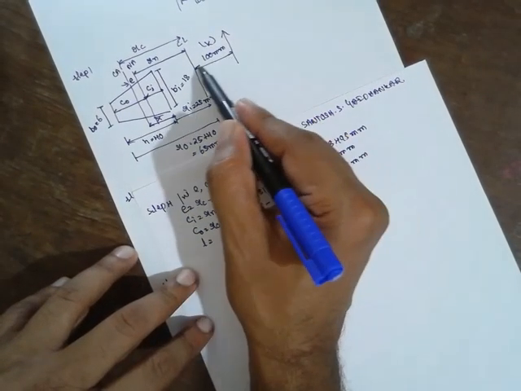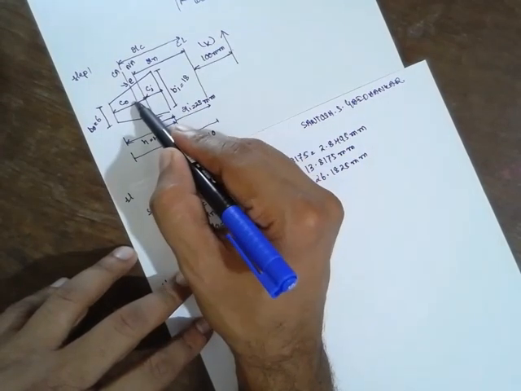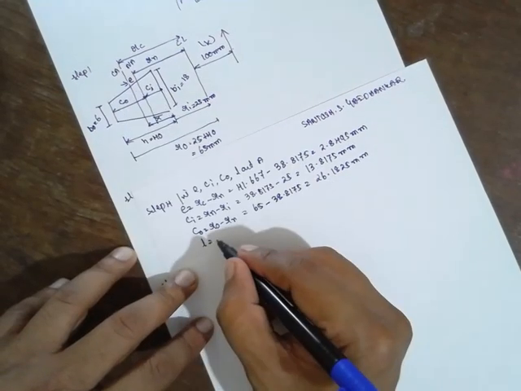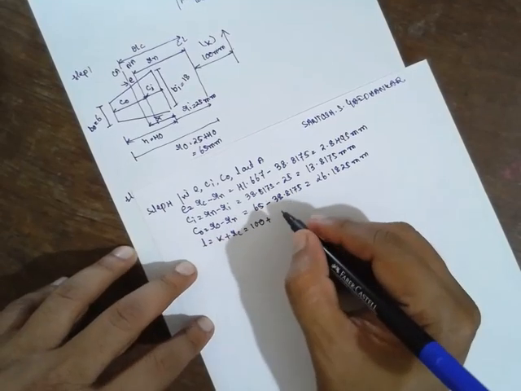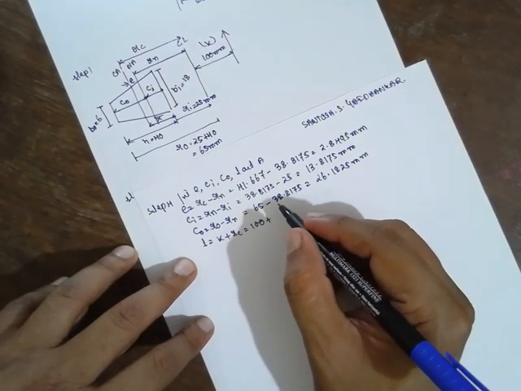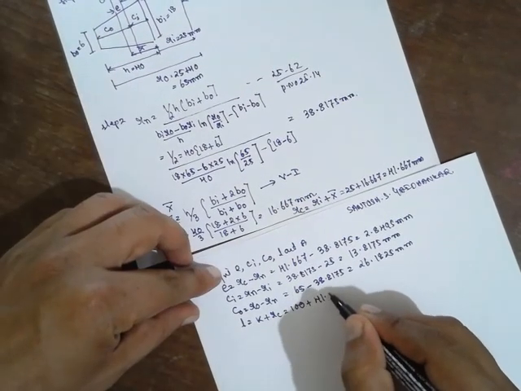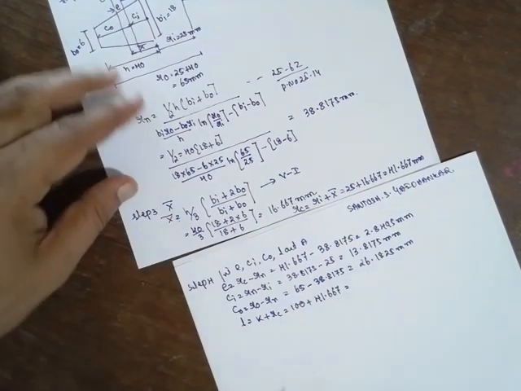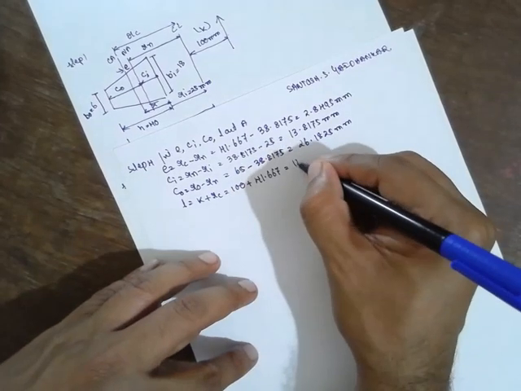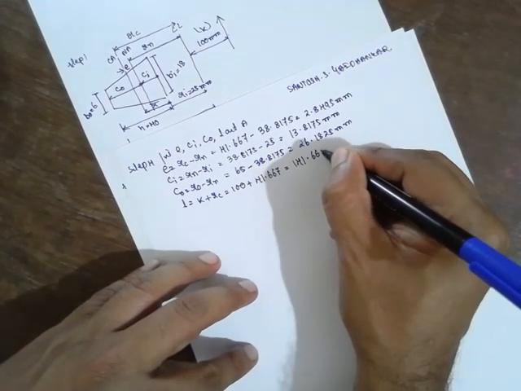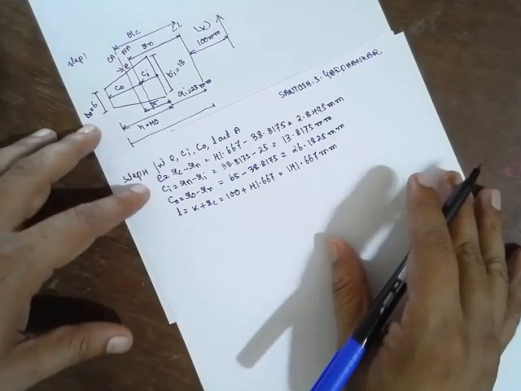Length is nothing but 100 plus RC. That means K plus RC. That is 100 plus RC, where RC is 41.667. The answer will be 141.667 mm. After getting this one, you have to find out the area.